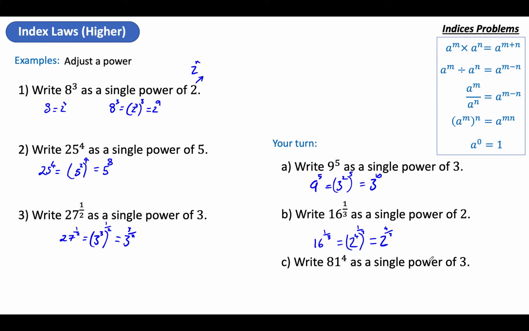81 to the power of 4 is a single power of 3. So let's write my question out. And 3. Well, how many times do I have to times 3 by itself to get to 81? Well, 3 times 3 is 9, times 3 again is 27, times it by 3 again is 81. So that is also 3 to the power of 4. So that is 81. And I want to raise that to the power of 4. Well, that is 16. 3 to the power of 16. Okay, hope you got those right.